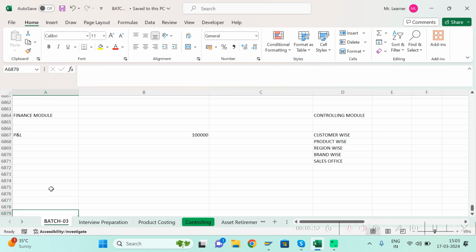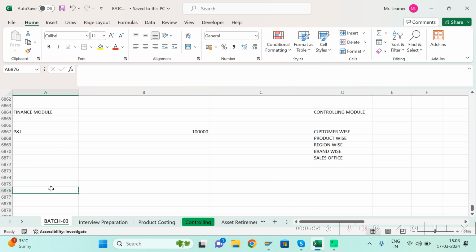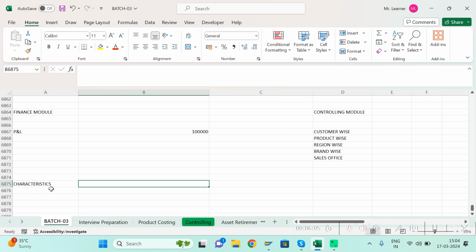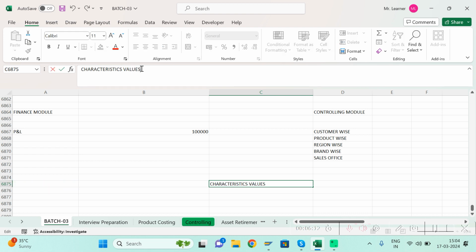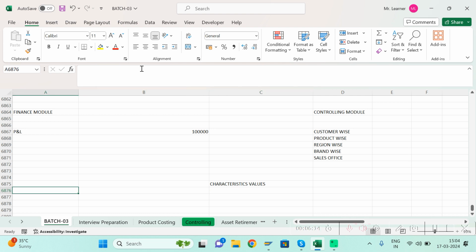First point: characteristics and characteristics value. So what is called a characteristic and what is called a characteristics value?